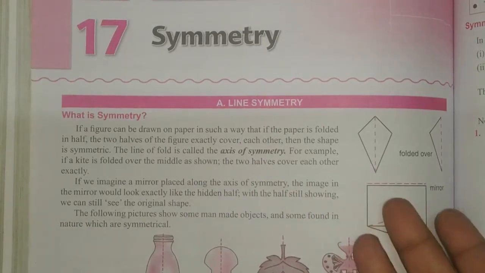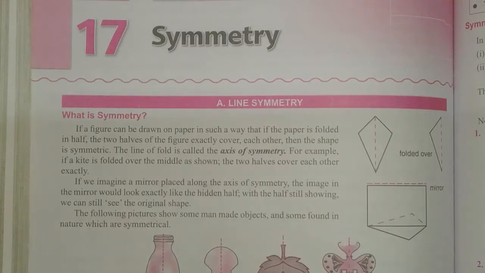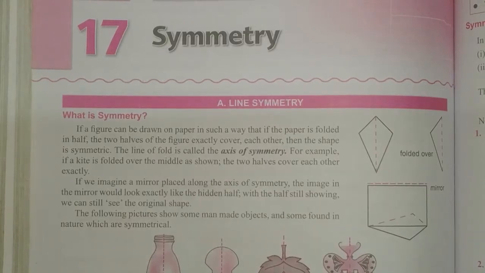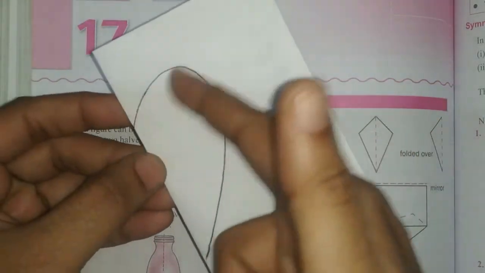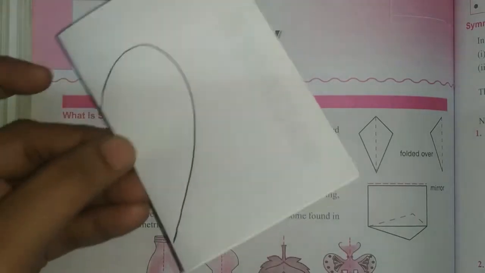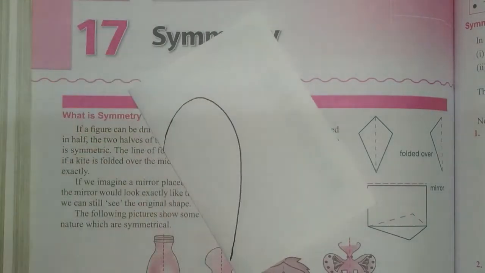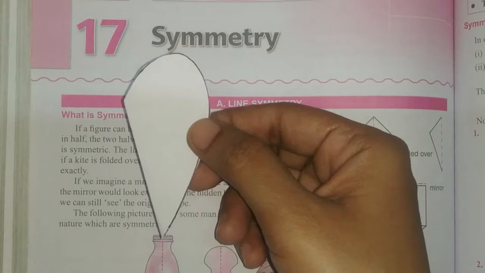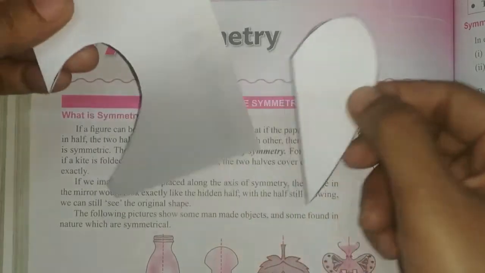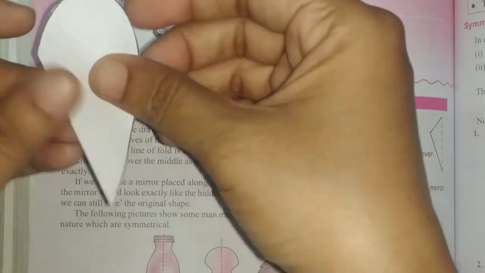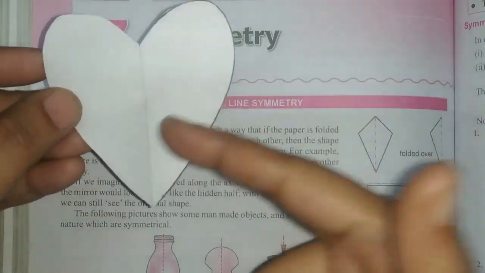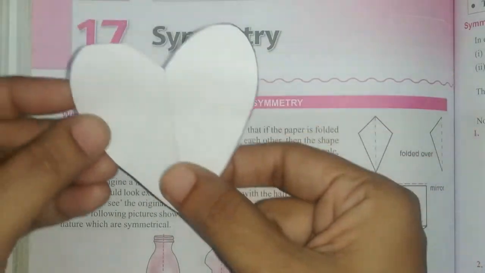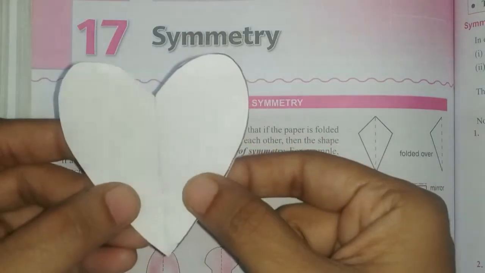Here you can see, friends, a figure can be drawn on a paper. Suppose this is a paper, I'm going to fold this sheet of paper like this, and I have drawn this figure. Now I'm going to cut out this figure. So I've cut out this portion from this figure. Now I'm going to unfold it. You can see here the figure is a heart. This is a figure of a heart, and you can see this has a line of symmetry.